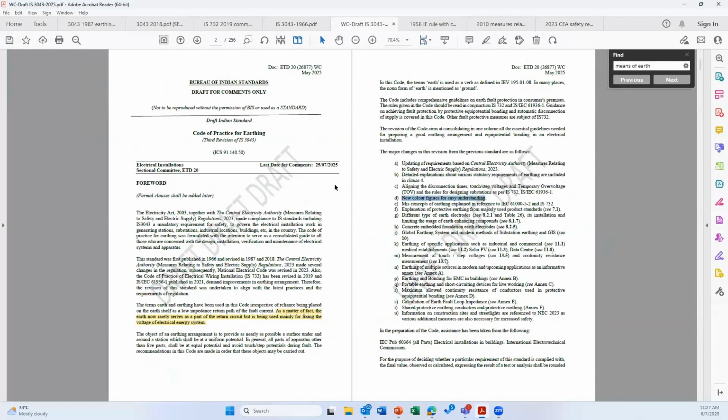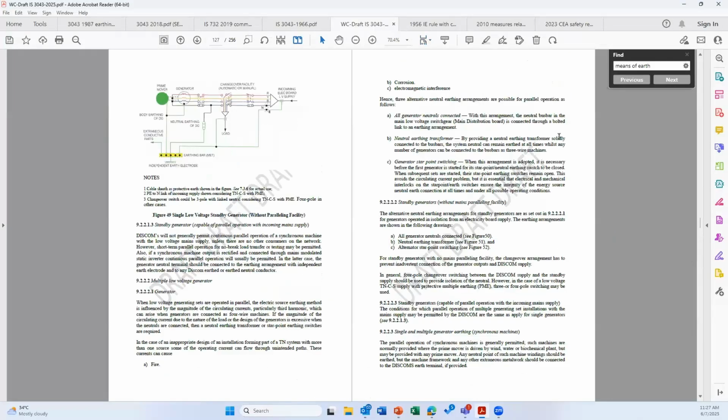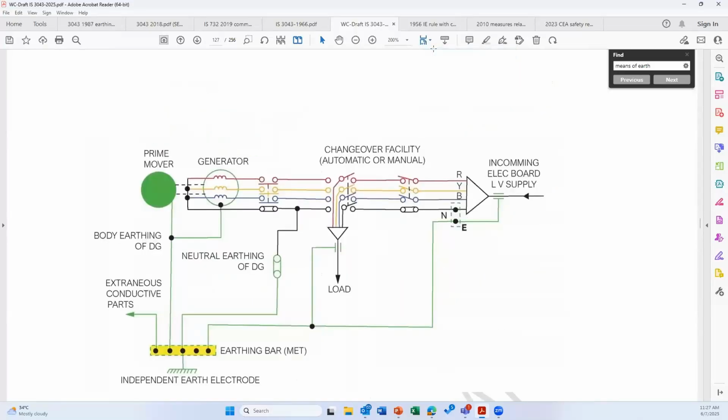I will just show an example of a color figure which is given. For example, clause number 9, generators: how to make earthing of a generator. You can see this particular figure. This figure has been existing since 1987. Example of earthing in a generator with an incoming electricity supply, manual or automatic changeover.